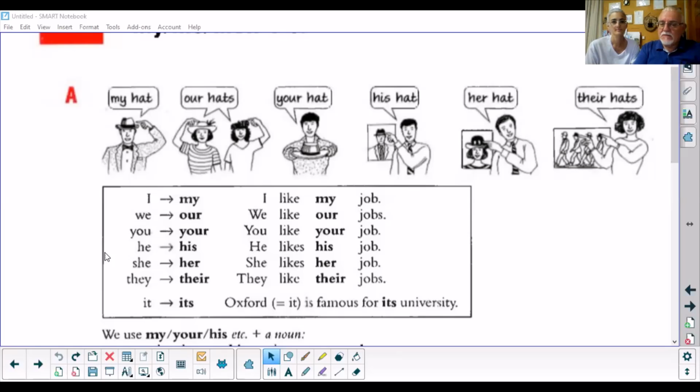it becomes its. You need to be very careful with this its, because you remember the contraction in the verb to be is it apostrophe s, but that means it is. It is not a possessive adjective. The possessive adjective is without the apostrophe.